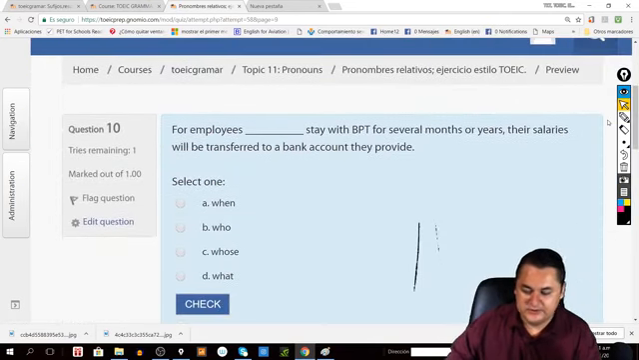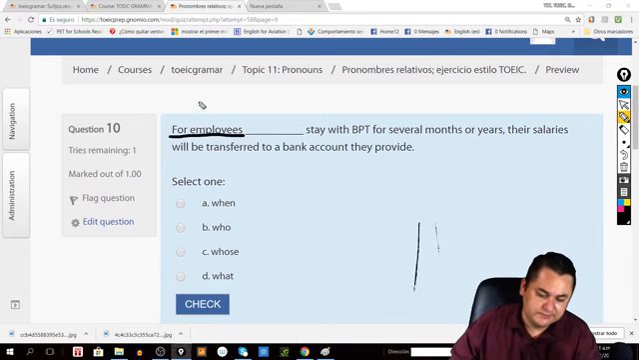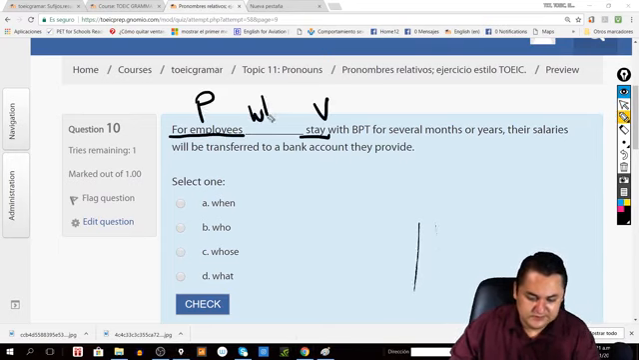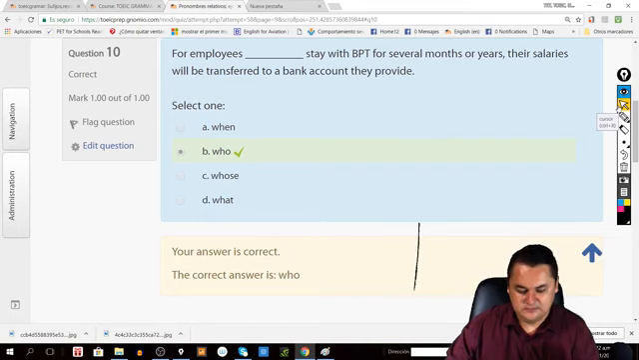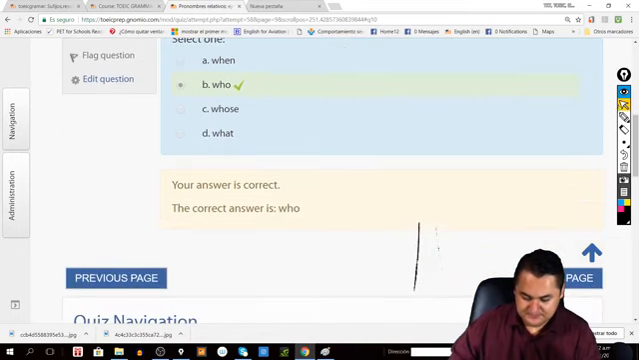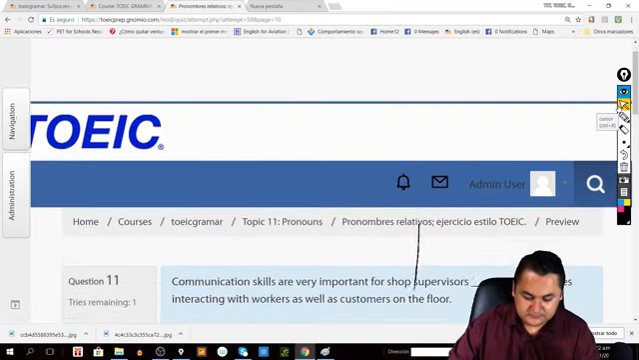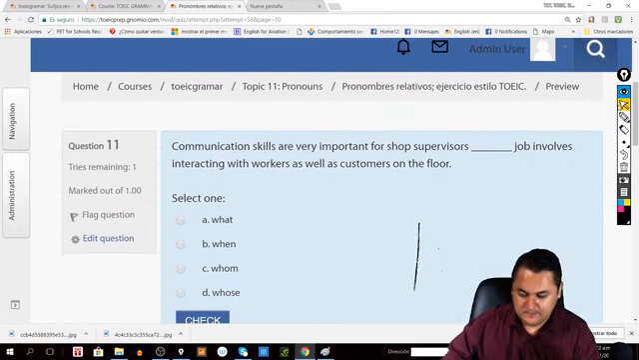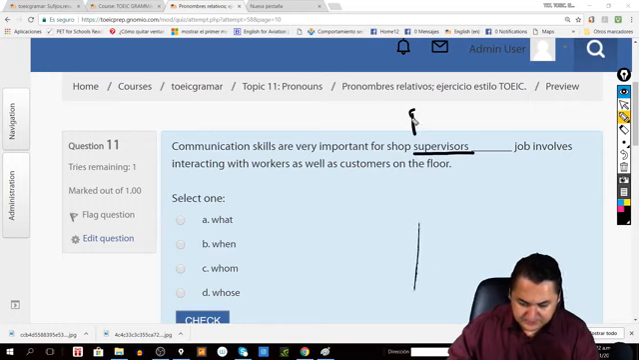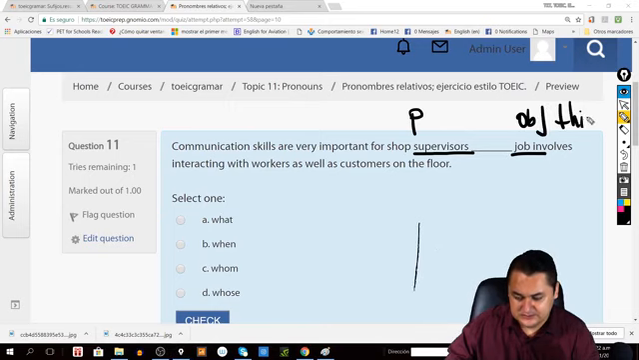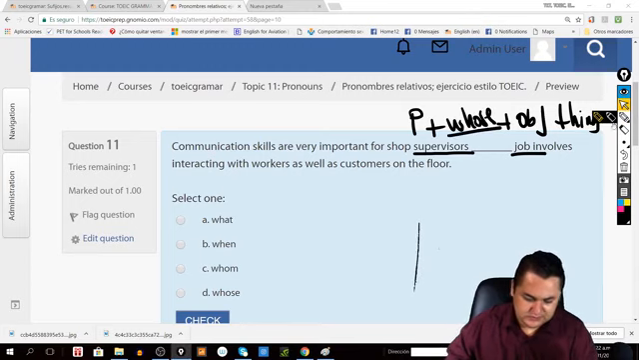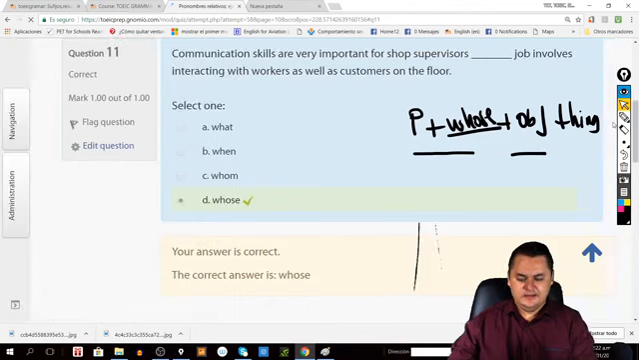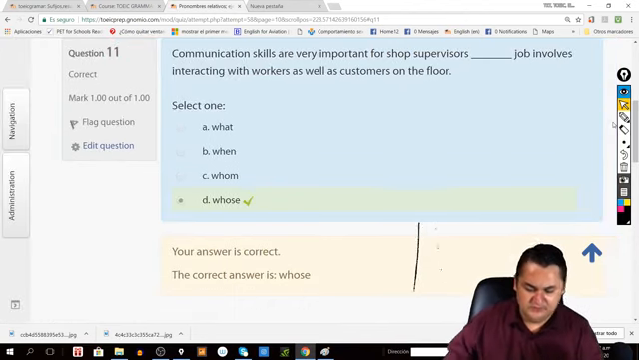Now here, you can see very easily: employees, people, stay, verb. So we need who. When you understand the rule, you can apply it very easily. Supervisors are people. Job are objects or things. And for this rule, we can use whose. And that would be option D. Supervisors whose job involves.